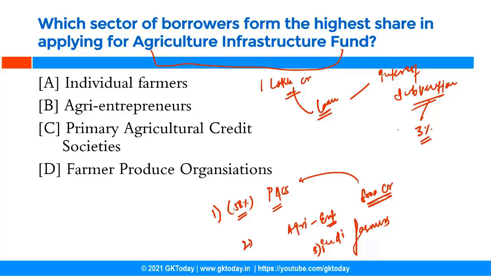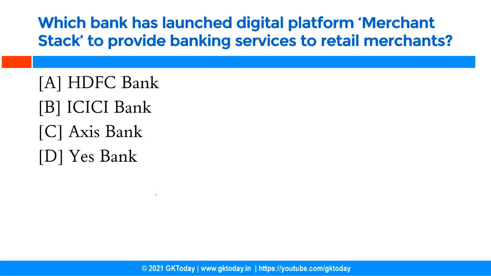Now suppose in simplest term, you are taking loan from a bank normally. So if in that case the interest rate is 6%, in this case it is going to be 3% only. The idea is to encourage people to borrow so that that money can be used in infrastructure development in the field of agriculture. Which bank has launched digital platform merchant stack to provide banking services to the retail merchants? So this has been launched by ICICI Bank.